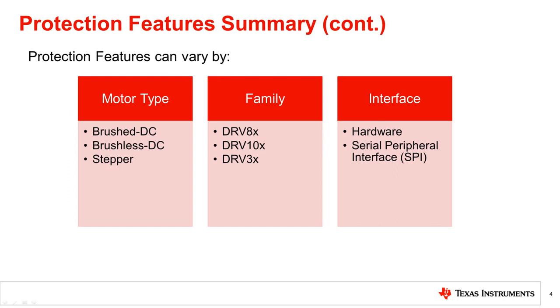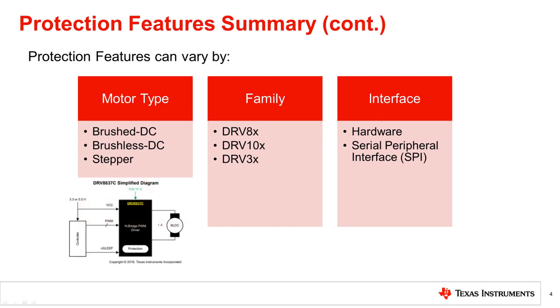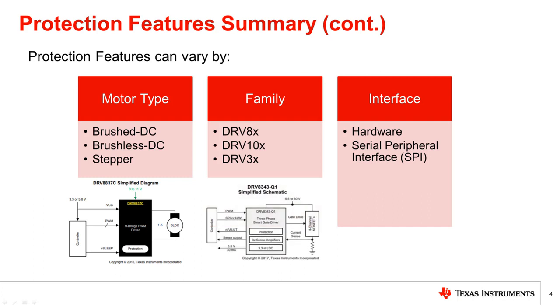Protection features vary by the motor type, family, and interface the driver supports. For instance, a simple brushed DC motor driver with an integrated H-bridge may only have the basic protection features including undervoltage, overcurrent, and overtemperature. A more complex device, like a brushed DC or brushless DC gate driver, can require advanced protection features such as open load detection, short to battery or ground diagnostics, VGS monitoring, and gate drive monitoring.